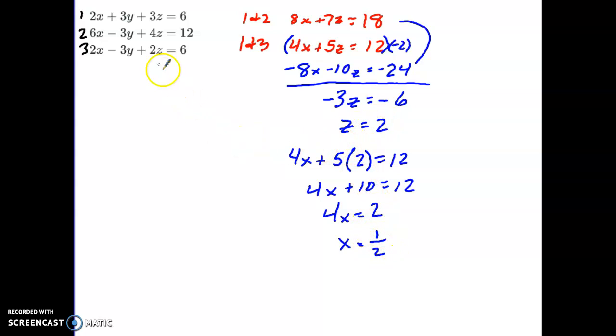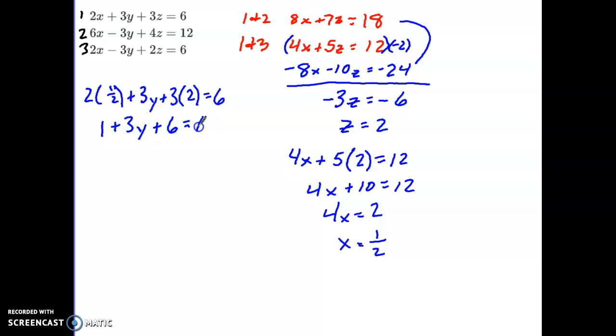We have to go back to the beginning of the problem, plug them in to solve for y. I'm going to use the first equation because that has a positive 3y in it. So 2 times x, 2 times 1/2, plus 3y, plus 3 times z, z was 2, equals 6. So 2 times 1/2 is 1, plus 3y, 3 times 2 is 6. So I get 7 plus 3y equals 6, and then subtract the 7 over. 3y equals -1, and divide by 3. y equals -1/3.